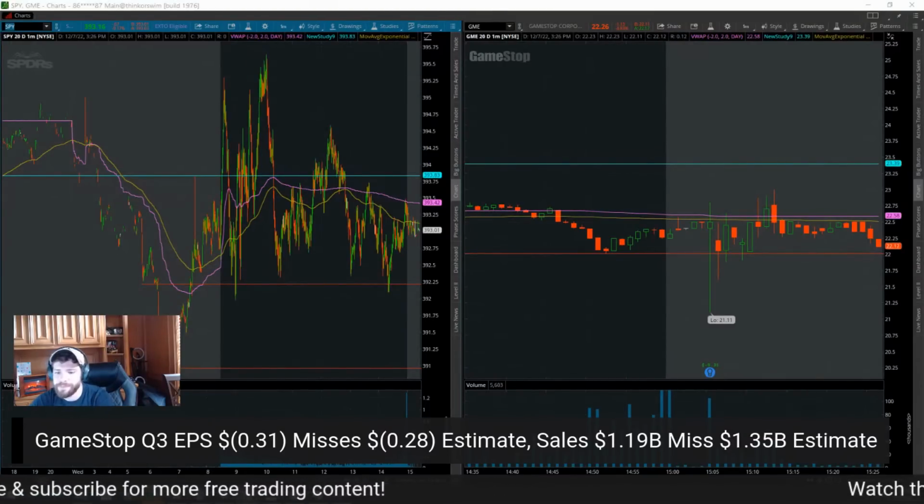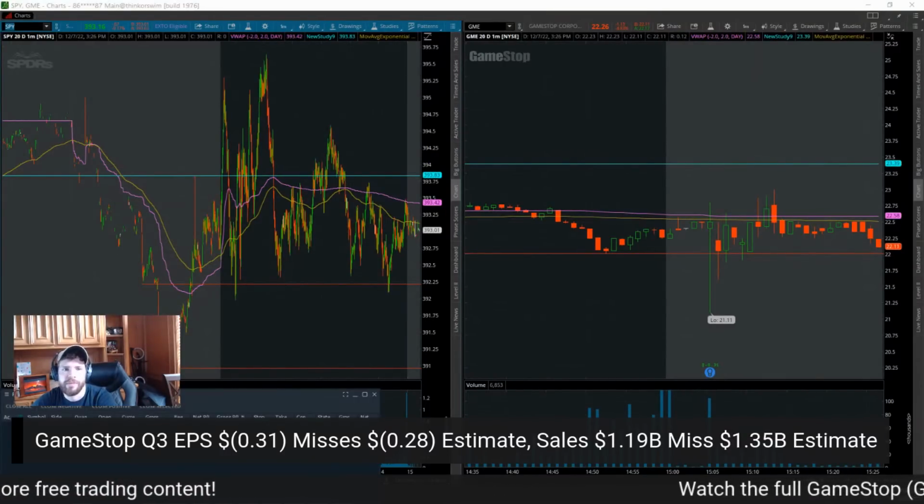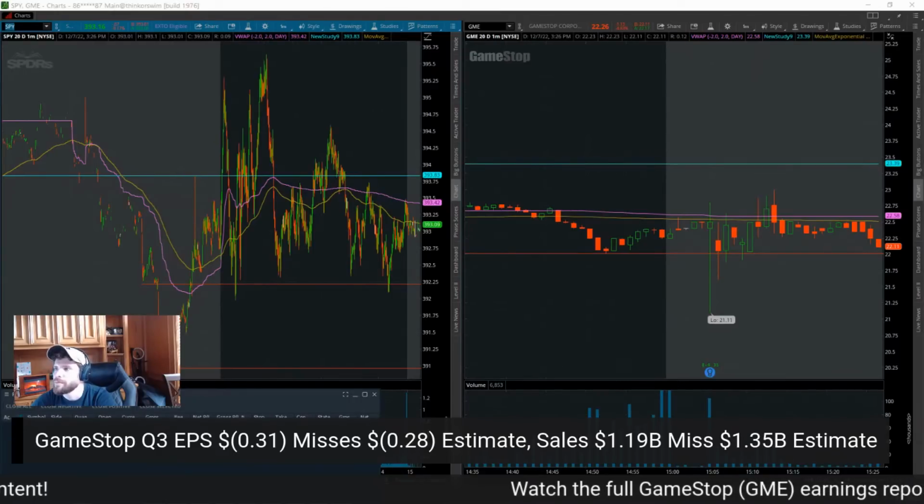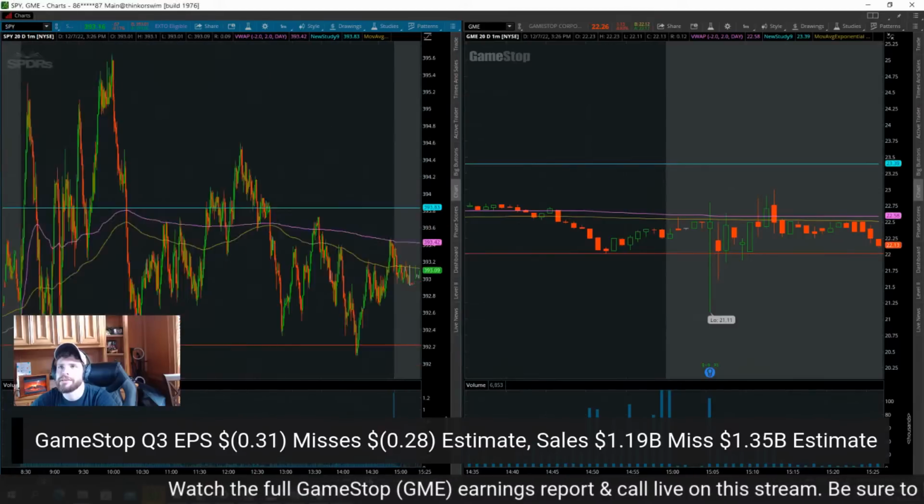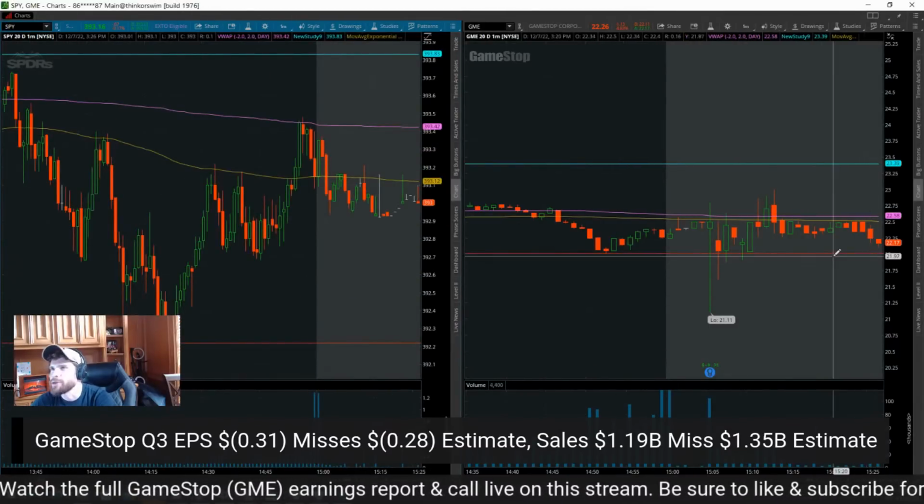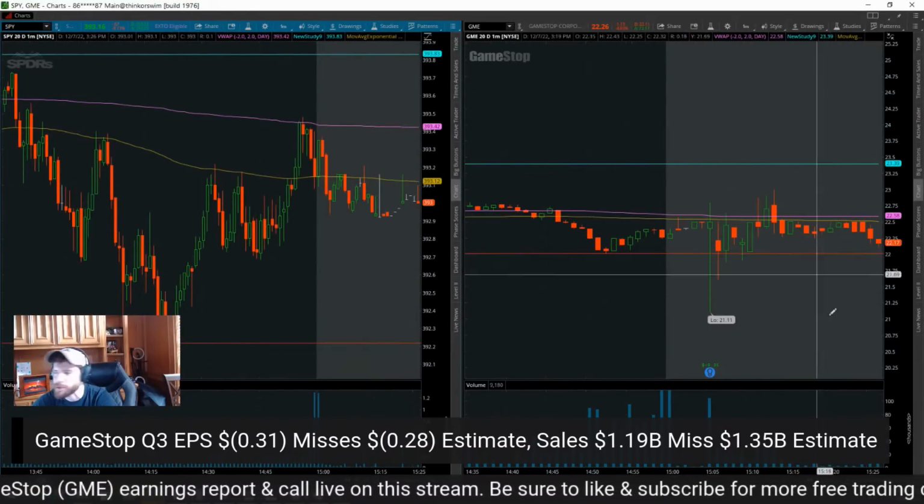Let me pull this up. SPY at 393s. See if we can hold. GameStop started to dip down again. $22 seems like a reasonable support level to watch.